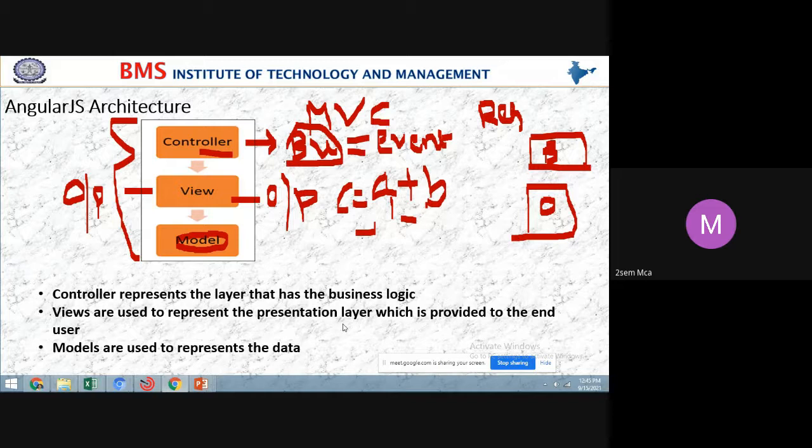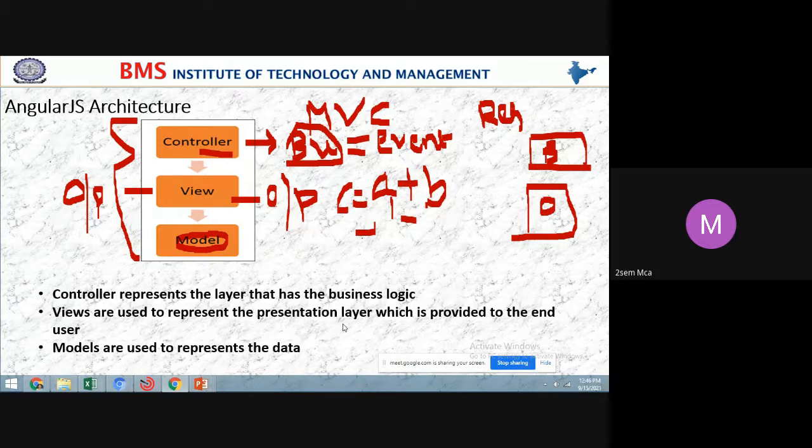The controller represents a layer that has the basic logic. The views are used to represent the presentation layer which is provided to the end user. Whatever is processed inside the system, the user will not come to know what logic we have written, how the data is processed, or how the controller is controlling the input and output data. That will not come to the notice of a user. Only the output is visible: how the website is designed, how the pages are designed, how it is responsive, whether it is static. The end user will see only the presentation.